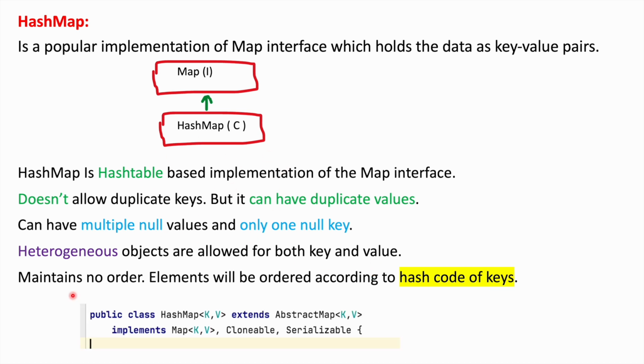As we know, every member of the Java collection framework implements Cloneable and Serializable interfaces. So HashMap also implements the Map interface, Cloneable and Serializable interfaces. This HashMap is a subclass extending AbstractMap. So these are all the main properties of HashMap.